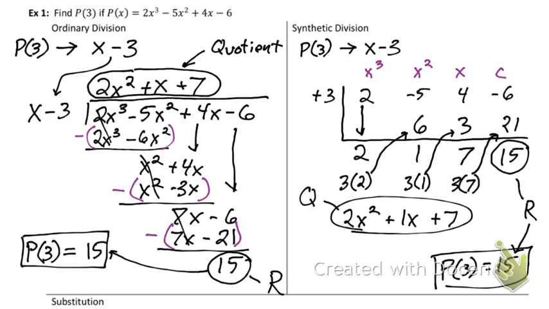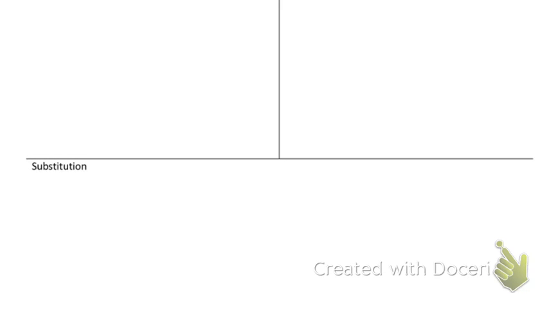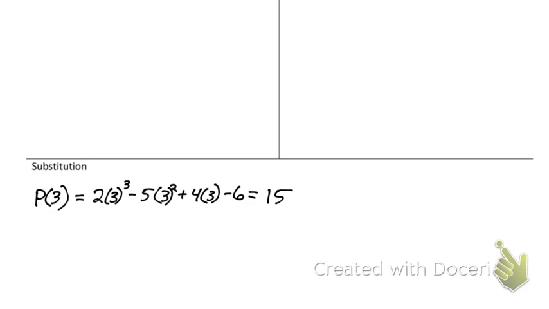All right, just to prove it to us, I said when I plug in 3, I should get 15 out. So the last thing we're supposed to use is substitution. If we went back to where we're just plugging stuff in, I would do P of 3. Instead of x's, we're going to put 3's. So I'll have 2 times 3 cubed minus 5 times 3 squared plus 4 times 3 minus 6, which if you do the math, would come out to 15.